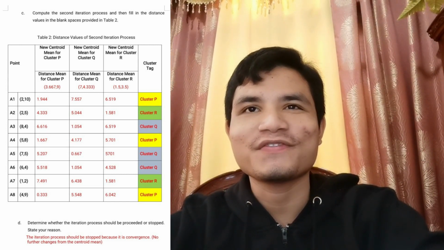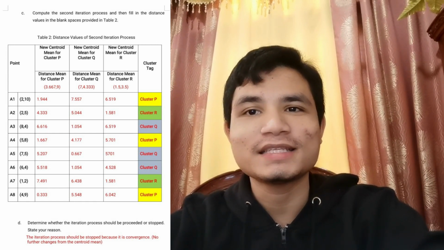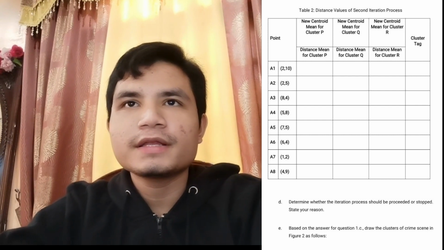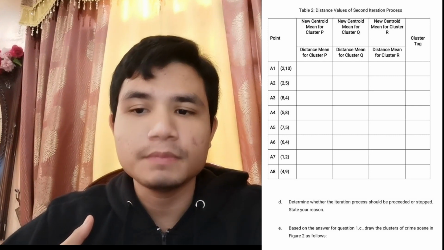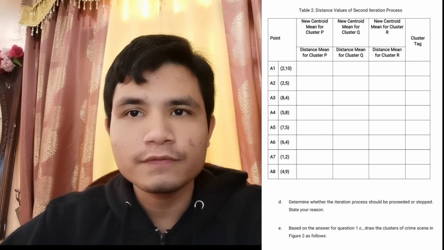After we found all the distance means for clusters P, Q, and R, we need to fill in the blank table. Okay, D. Determine whether the iteration process should be proceeded or stopped and state your reason. So we need to repeat the calculation of the centroid mean. If it remains the same as counted in B, the cluster is unaffected, and vice versa.